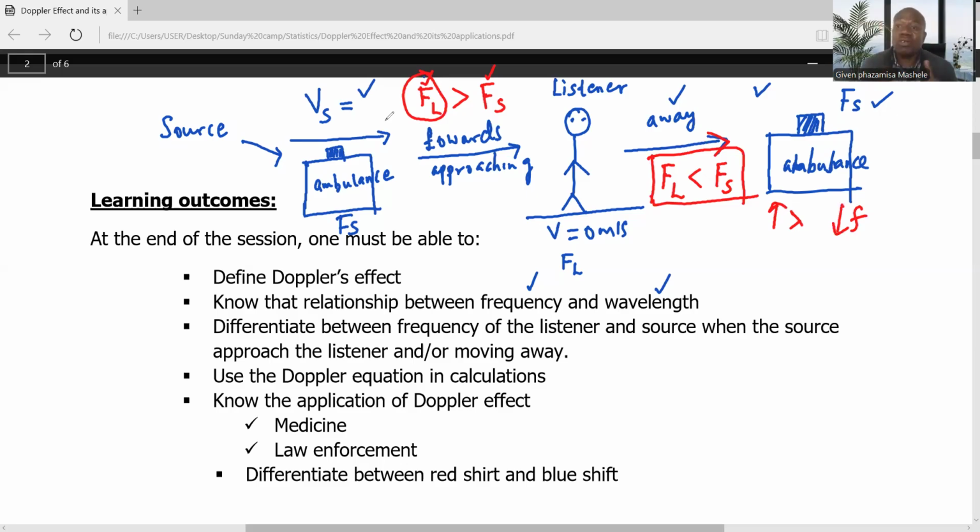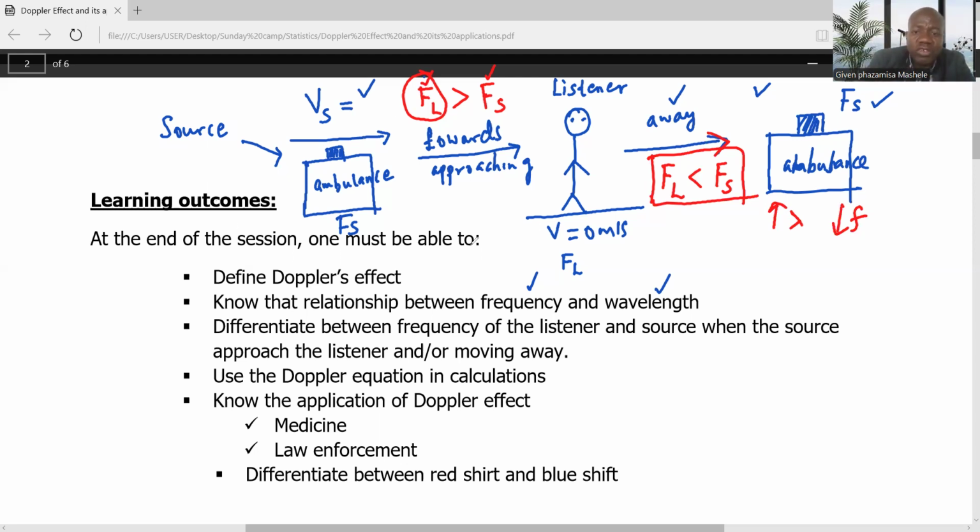So in your calculation, ladies and gentlemen, the frequency of the listener should always be higher than that of the source if the source is approaching or moving towards. But as long as the source is moving away from the listener, the frequency of the listener should decrease, or should be less than the frequency of the source. Even when you're doing the calculation, you need to confirm this.